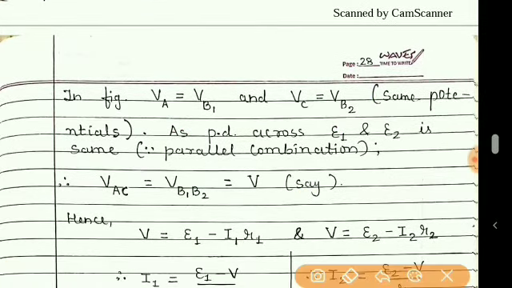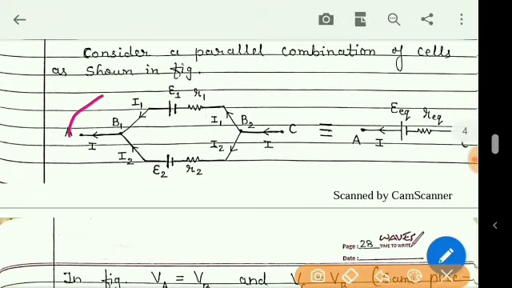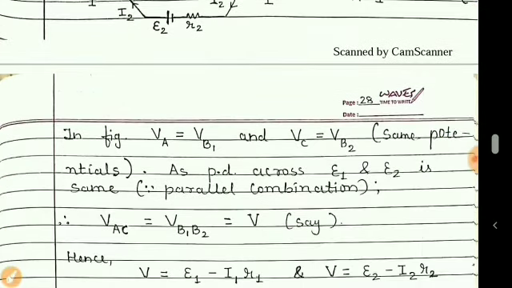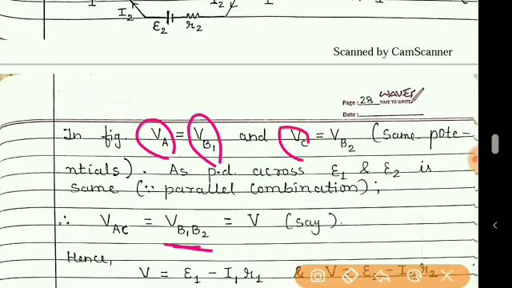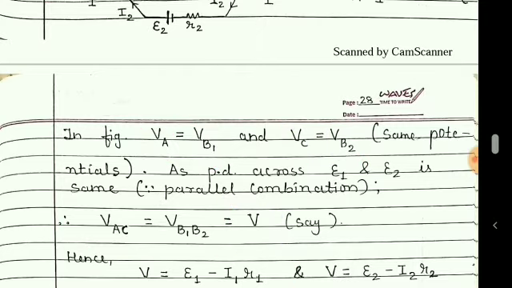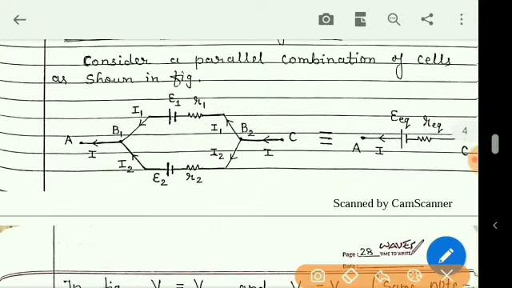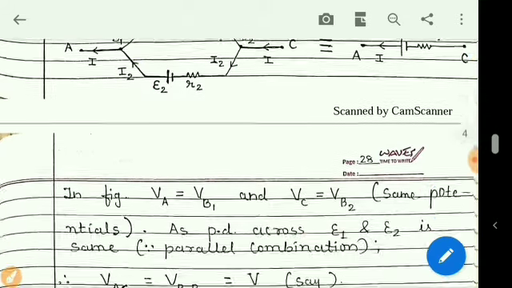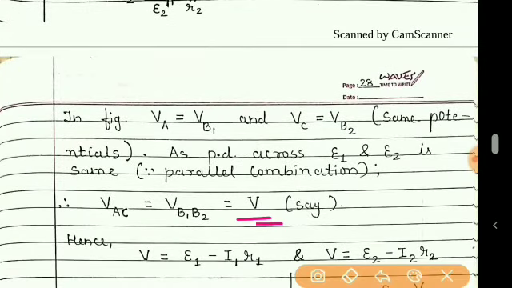Now VAC means from here to here for the first cell. VAC is equal to VB1B2, because as I said VA is equal to VB1 and VC is equal to VB2, so we can write VAC is equal to VB1B2, and that is equal to V only. Why V? Because as I said, the potential across this cell will be equal to the potential across this cell, and so we have taken this simply as V.